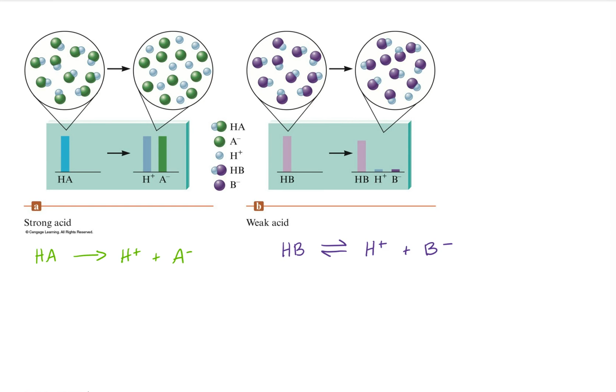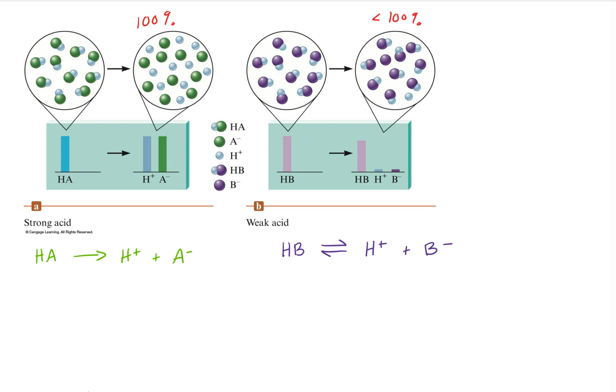Strong acid versus weak acid. We know that a strong acid, like I have here on the left-hand side, 100% of the acid molecules are going to dissociate into an H plus and an A minus. Versus a weak acid, less than 100% is going to dissociate into the H plus and the A minus. We call this partial ionization, and that is what makes a weak acid weak. Not every single one of the acid molecules breaks into ions. Strong means every single one, 100% does.